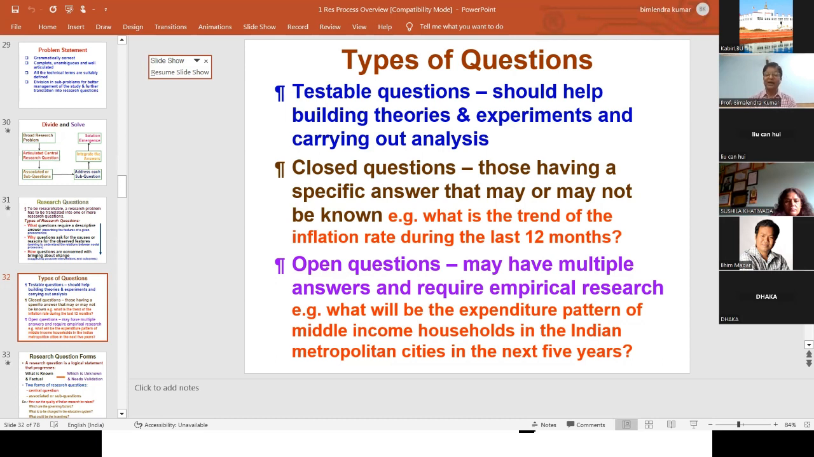So these are called closed questions also. Then there are open questions, which may have multiple answers. A research question may have more than one answer. In that way, they are called empirical research. Empirical research means research based upon numerical data, statistical data, or numbers.